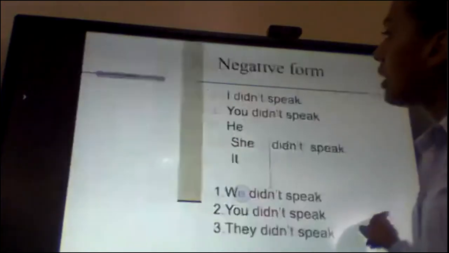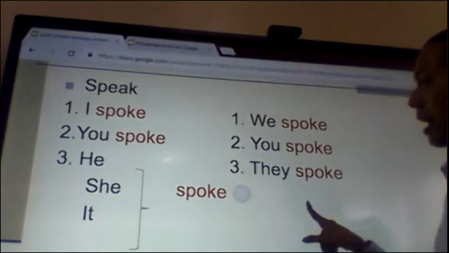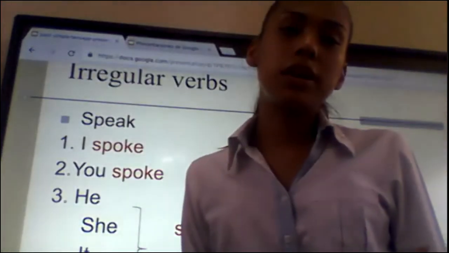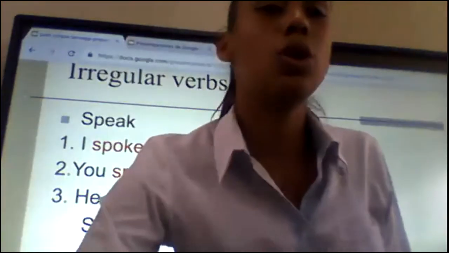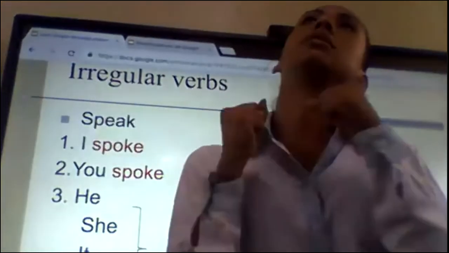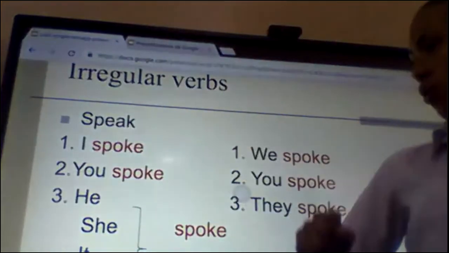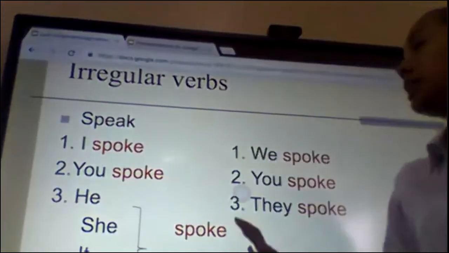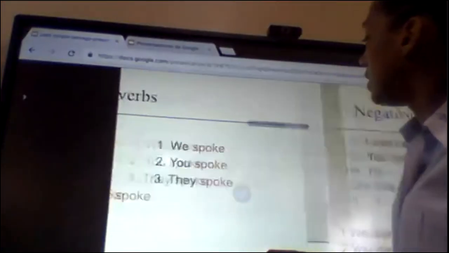Now let's go with the irregular verbs in affirmative, okay? As I told you, the irregular verbs are just other verbs that we need to memorize. There is no other way, okay? Eat, ate, buy, bought, speak, spoke, okay? It's just the same as the other one, but in this case, we have an irregular verb, but it's practically the same.